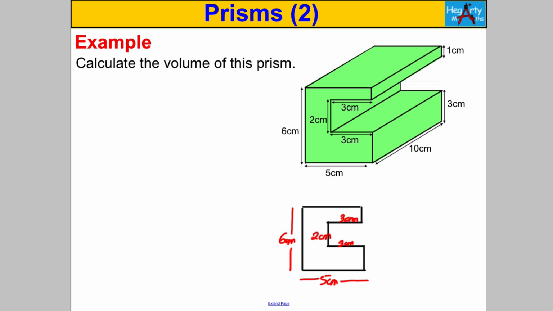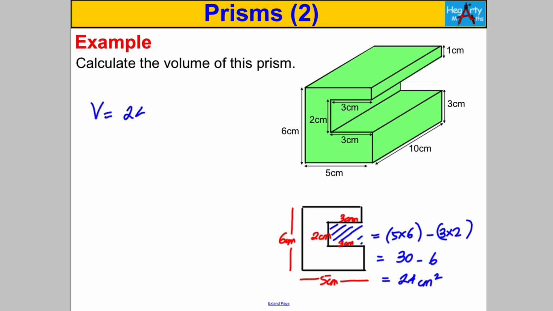Okay? Right. To work out this shaded area, rather than break that up into lots of different rectangles, hopefully you could see that it's going to be the area of the whole rectangle, take away this little shaded bit here. So the whole rectangle is 5 multiplied by 6, which is 30. Take away this little rectangle here, which is 3 wide by 2 high. So 5 multiplied by 6, like I said, is 30. Take away 3 multiplied by 2, which is 6. 30 take away 6 is 24, and the unit will be centimeters squared. So the area of the front face is 24.